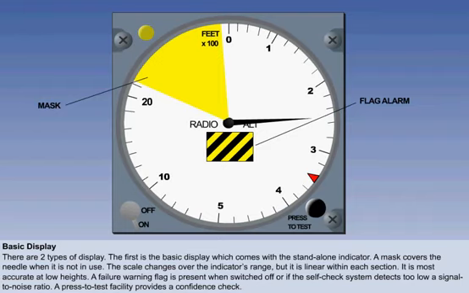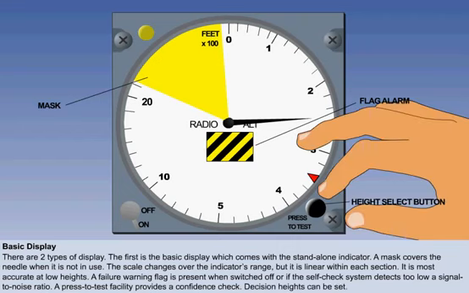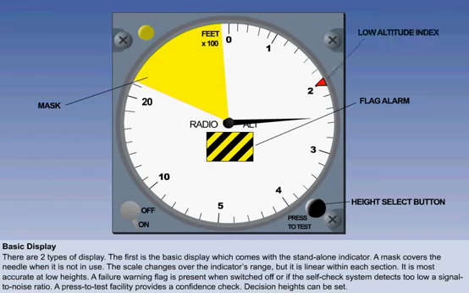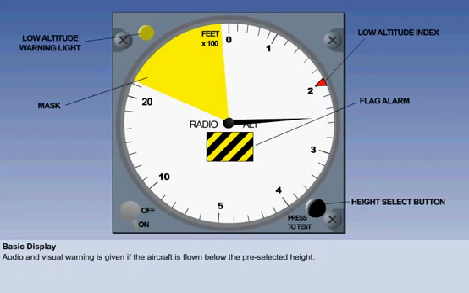The same button can be rotated as well as pressed in order to select a low altitude index to a desired height in order to give warnings such as decision heights. At the top left there is a low altitude warning light which lights up if the aircraft is flown below the pre-selected height. In addition, there is an audio warning. An alert tone commences approximately 100 feet before the decision height, then ceases abruptly on reaching it.